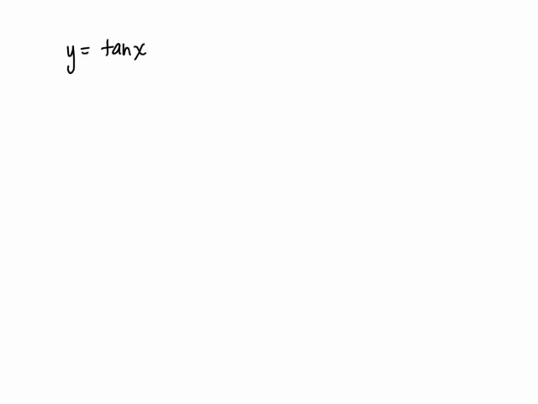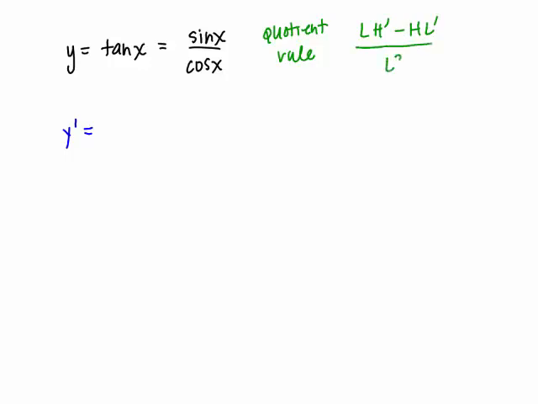So if y equals the tangent of x, and we're looking for the derivative of tangent, but we only know the derivative of sine and cosine, you'll have to write tangent as sine over cosine. We know the derivative of those functions, so now using the quotient rule, we can find the derivative of tangent. The quotient rule says we need low d high minus high d low. Low times the derivative of high minus high times the derivative of low, all over low squared.